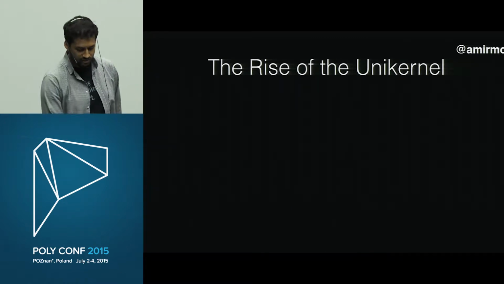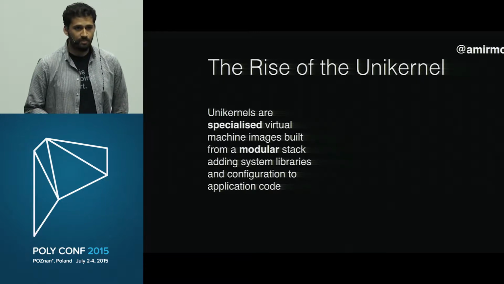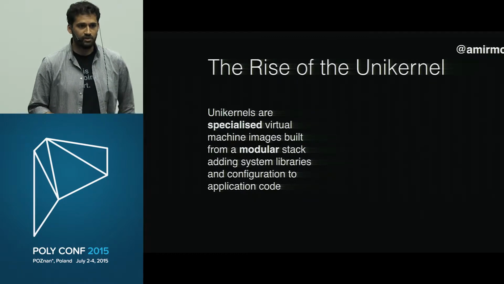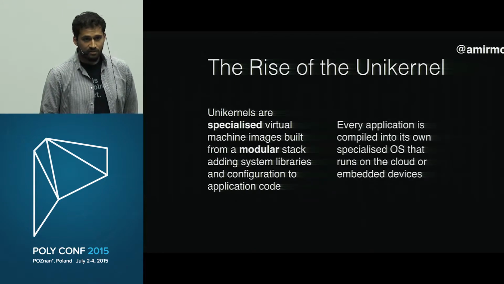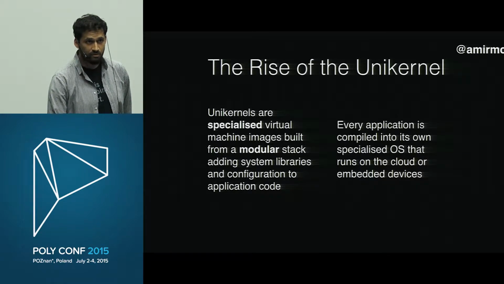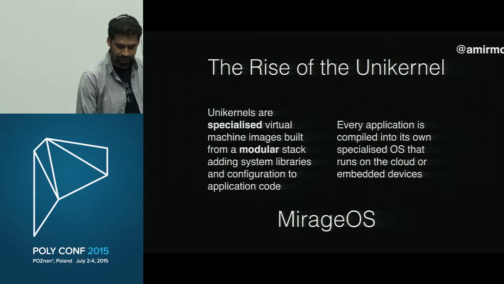A quick definition: Unikernels are essentially specialized virtual machine images. They're built using a modular stack where you pull in all the system libraries and the configuration along with your application code, and you produce a single-purpose virtual machine with a single address space. Another way of thinking of it is that every application is compiled into its own specialized OS that runs on the cloud or on embedded devices. And I'm specifically going to be talking about Mirage OS.